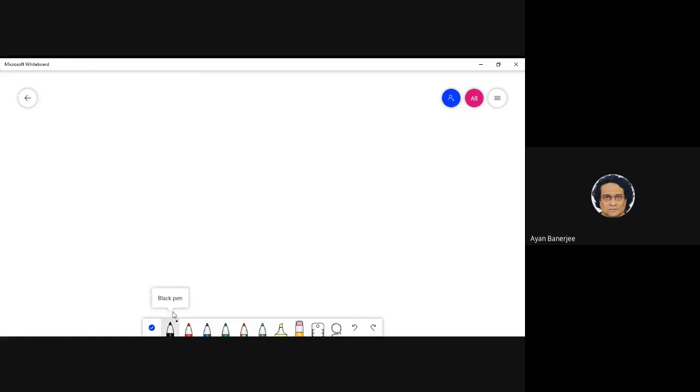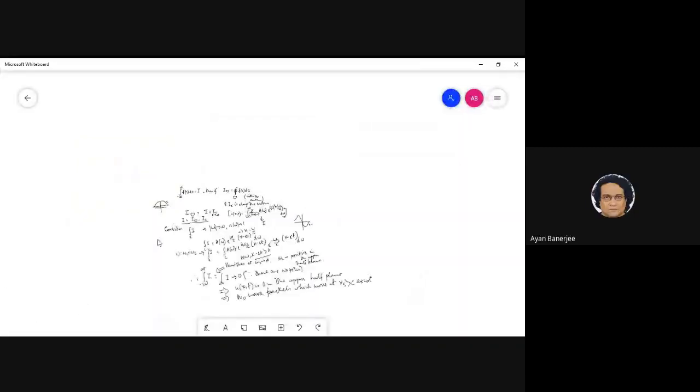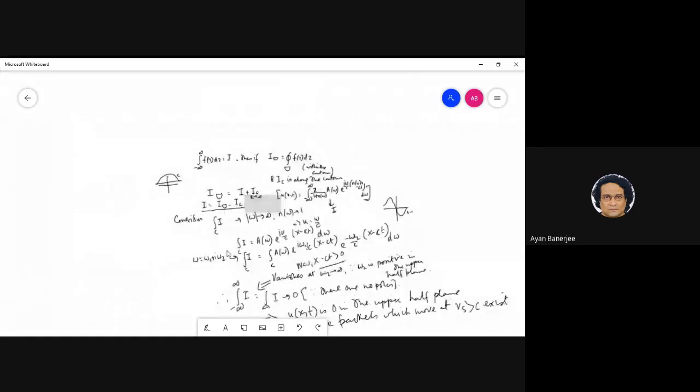Sir, maybe I'm missing something, but why is I equals I plus IC? No, that is okay. Okay, wait, let me go back. I D, that is I contour. So that is the whole thing, the domain. Like that's what you want to represent. Yeah, that's it. So basically, why is it?